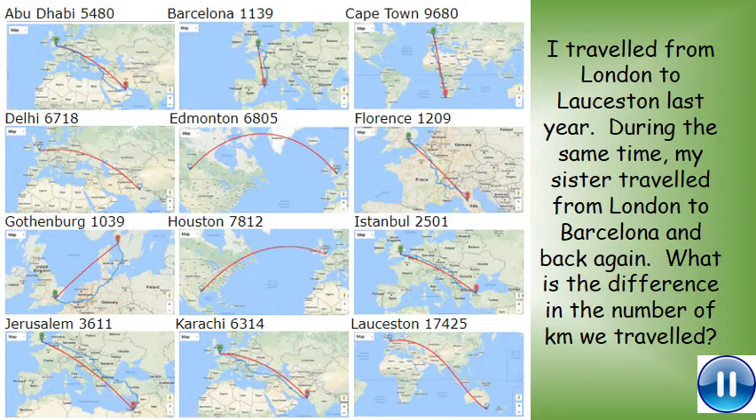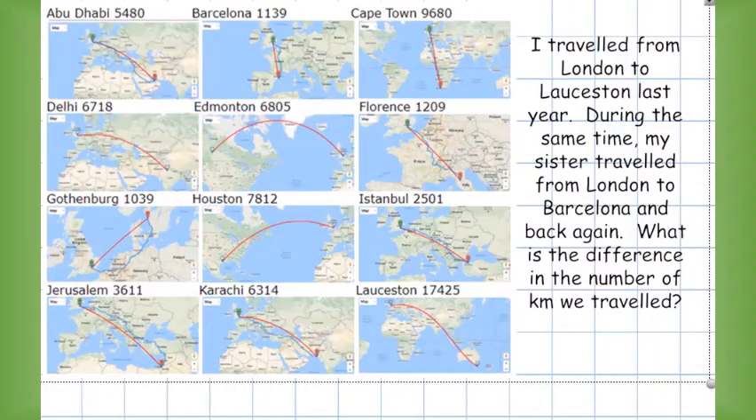I travelled from London to Launceston last year. During the same time, my sister travelled from London to Barcelona and back again. What is the difference in the number of kilometres that we travelled? Before we move on, have a think, read the question a few times. What do you think we will need to do in order to be able to solve this question? Okay, so you hold on to what you think. I'm going to pick the question apart and show you exactly what steps we need to do.